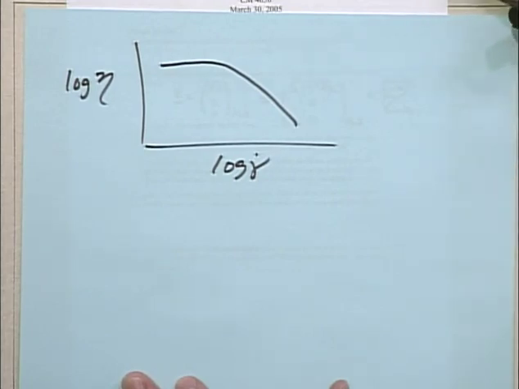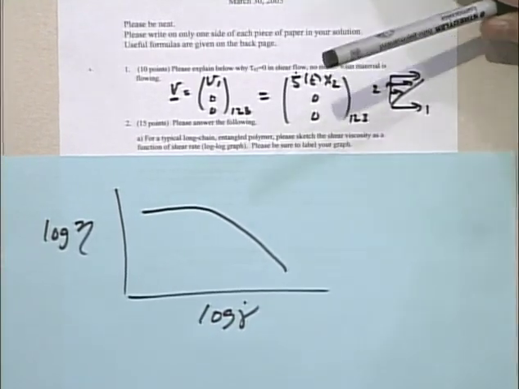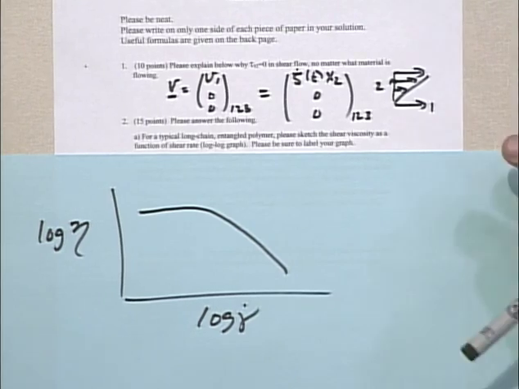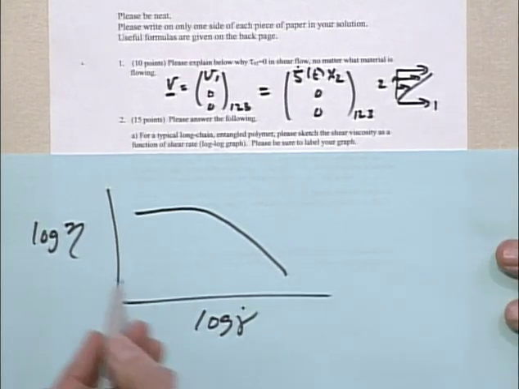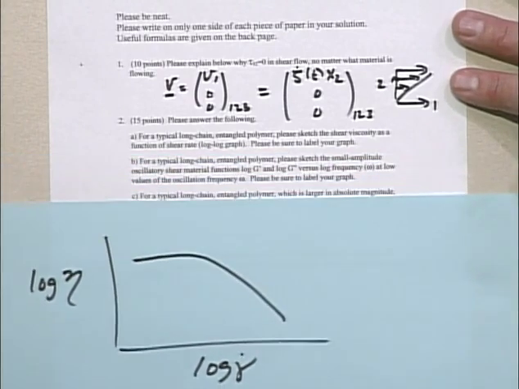That one's easy. Would you want multiple molecular weights for that? Well, for this one, I just asked for a typical long chain polymer. So in that case, I just wanted one. Be sure to label your graph. So if you had left off the log part, I would have probably objected slightly.